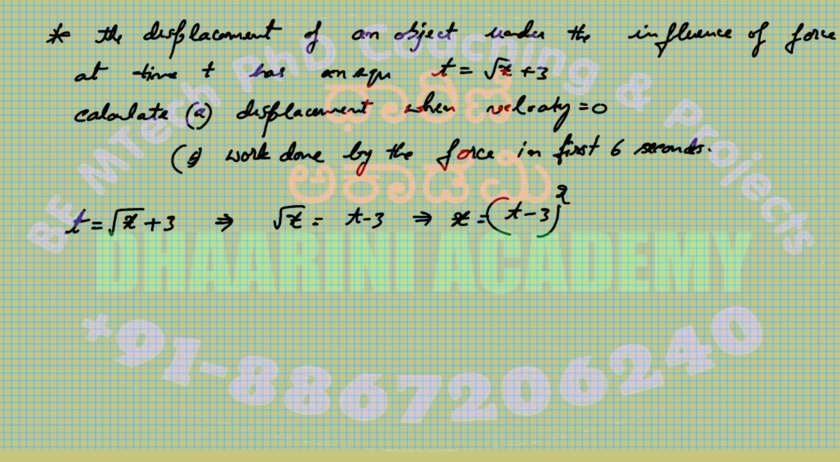So what is the velocity? Velocity is the differentiation of displacement with respect to time. So dx by dt, so this is 2 times t minus 3.